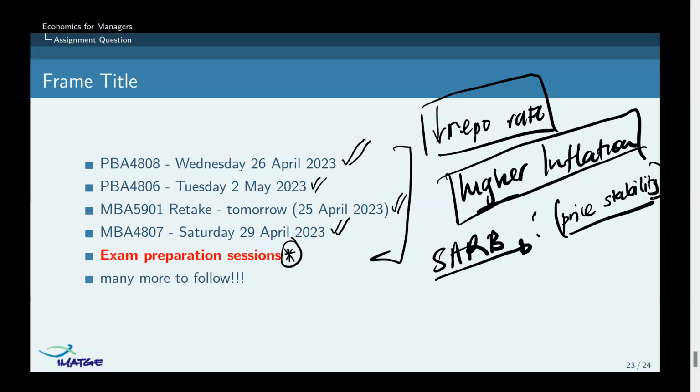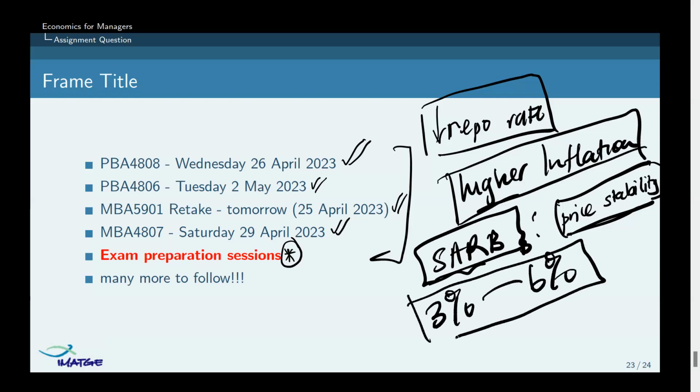The primary goal of the SARB is to maintain price stability, which is low and stable inflation. So whenever the central bank sees that inflation is getting out of hand, the SARB, jointly with the National Treasury, sets the inflation target between 3% and 6% currently. This is what they aim to achieve: the inflation rate should be within this range. If it gets out of this range to 7%, like what was happening recently, they will increase the repo rate, even if it will hurt the economy, because their primary mandate is to maintain price stability in the economy.